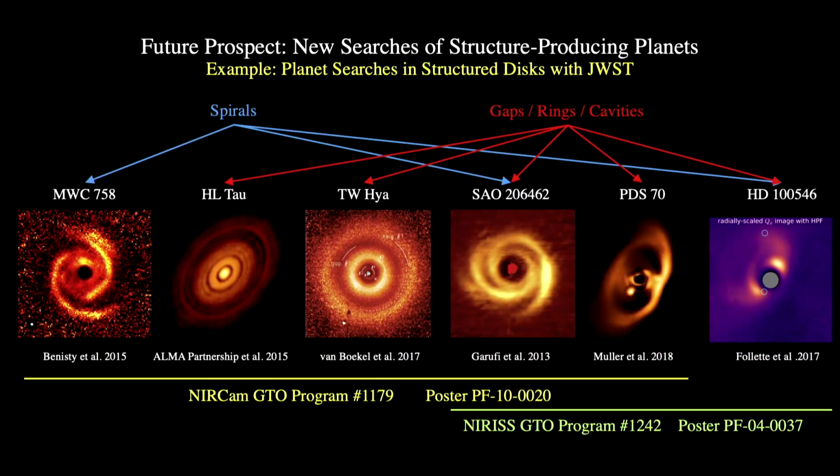And finally, we have new observing tools, right? It will be interesting to renew the search for planets in those disks. With James Webb in cycle 1, there are 6 disks being included in 2 programs to search for planets in structured disks. These 5 are included in a NIRCam program, and these 3 are included in a NIRSpec program. We have 2 posters highlighting their latest results, and I encourage you to take a look.